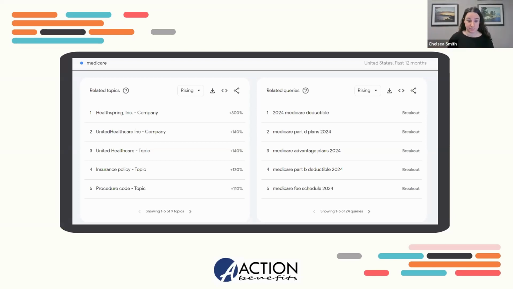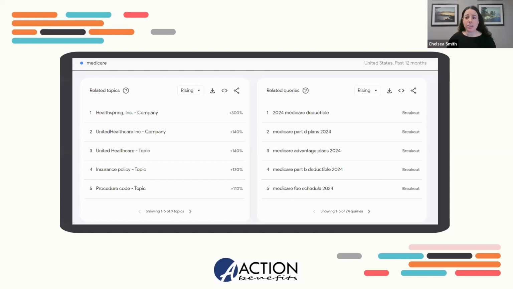That's a related query. Part D plans, Advantage plans. Again, all these words are similar, right? We know that as health insurance agents, your clients might not. And that's why it's so important to write this content with those words in mind, so you can draw those clients to your website and stuff like that, right?